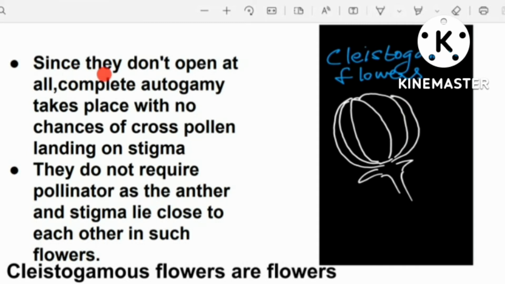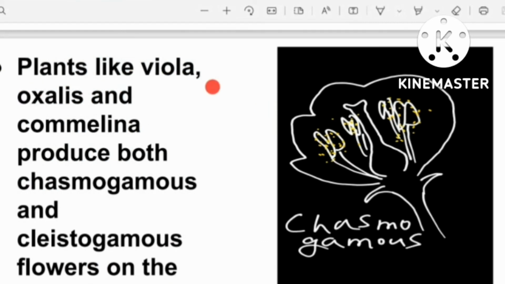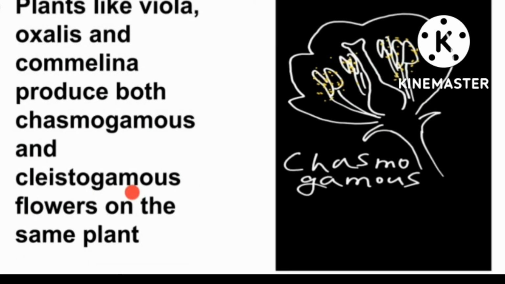Now these are cleistogamous flowers. Cleistogamous flowers don't open at all. So there is complete autogamy with no chance of cross pollen landing on the stigma. They do not require any pollinator as the anther and stigma are lying close to each other, and cleistogamous flowers are flowers which do not open at all. Plants like viola, oxalis and commelina produce both types of flowers, that is chasmogamous, in which the flowers are open type, and cleistogamous flowers, both on the same plant.